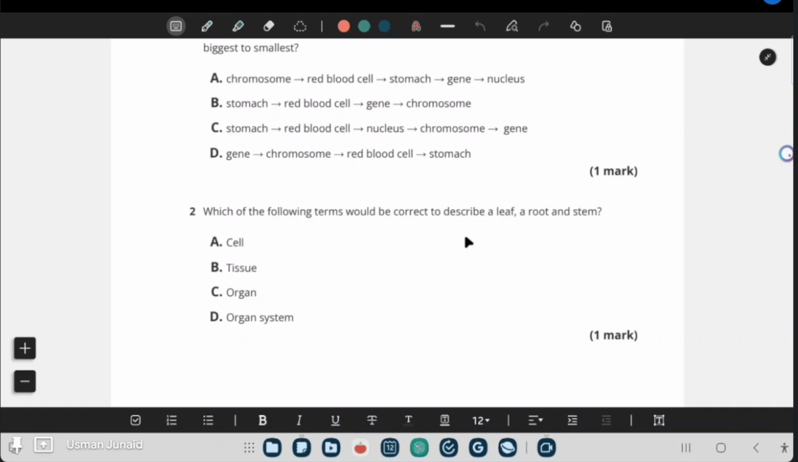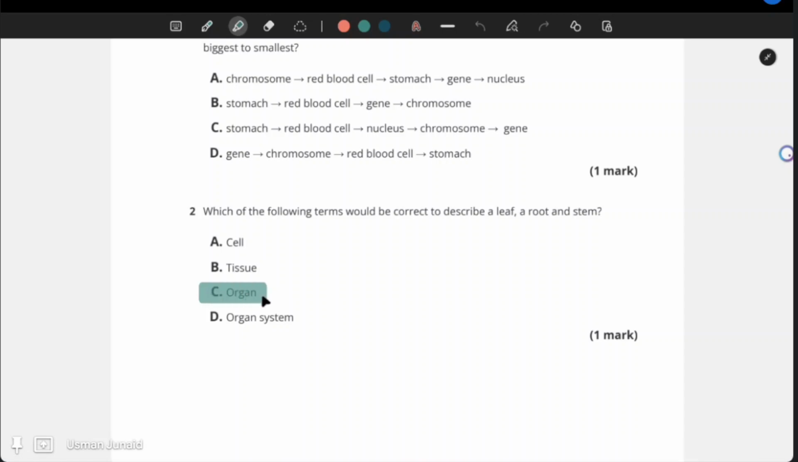Which of the following would be correct to describe a leaf, a root, and a stem? Would they be described as a cell, a tissue or an organ? Organ, I guess. Option C, right? So option C, and here also option C.